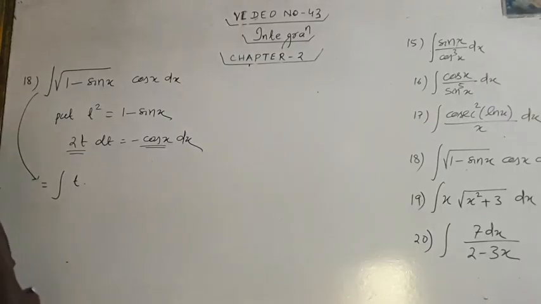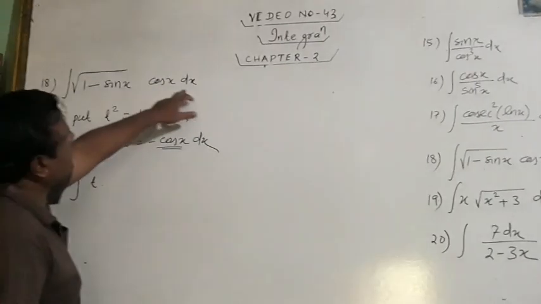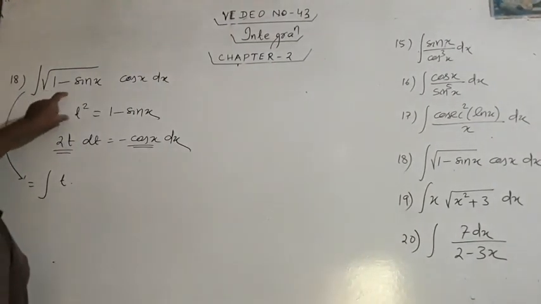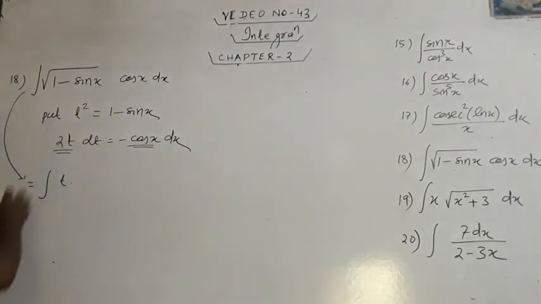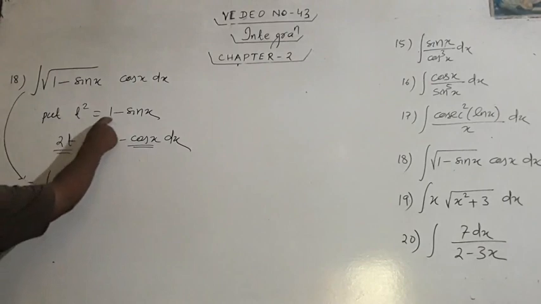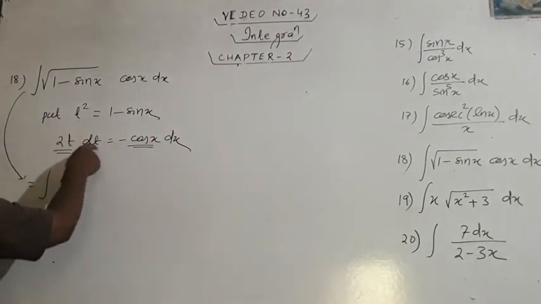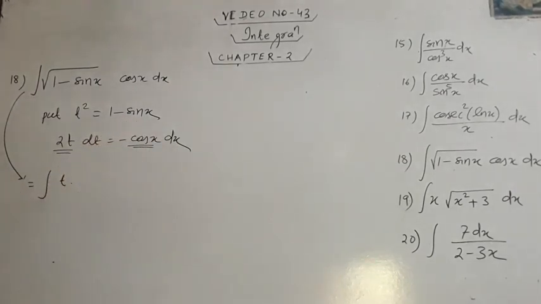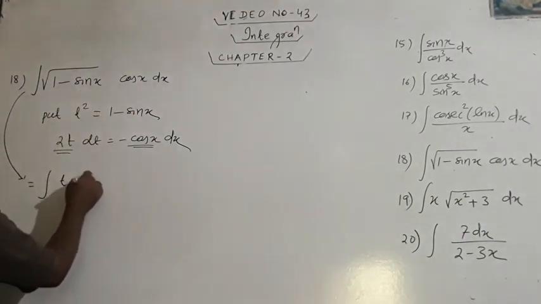Now look at this problem. It is number 18. Root of 1 minus sin x into cos x dx. Now here, if you put t equal to sin x, then dt is cos x dx. You can do it in that method. But as there is a root over there, you have to put t square equal to 1 minus sin x. So its derivative is what? The derivative of t square is 2t, the derivative of 1 minus sin x is minus cos x. As the variable is t, you have to put dt. As the variable is x, you have to put dx.